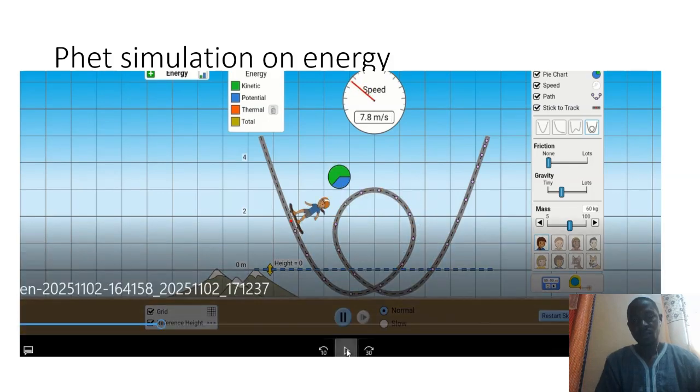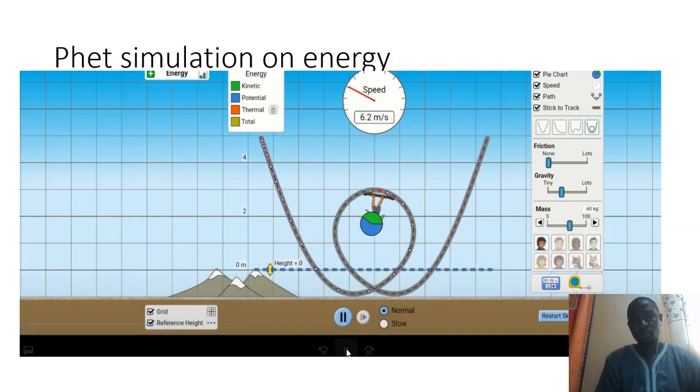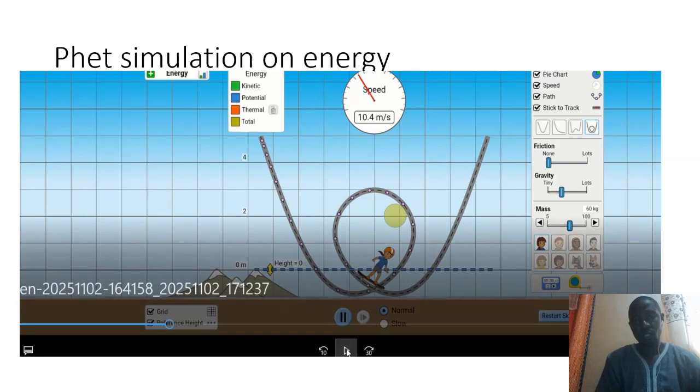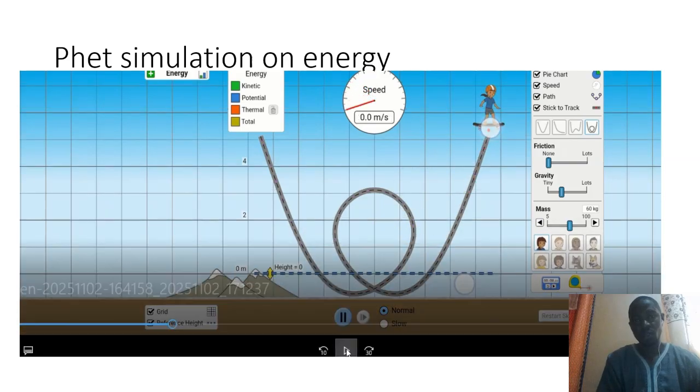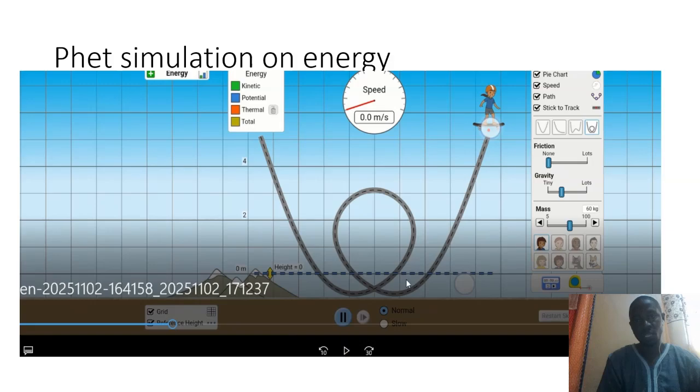Kinetic energy, potential energy at that point. Kinetic energy is maximum depending on the velocity here. Velocity is zero, potential energy is maximum. So at this point, we shall have maximum potential energy. We are having some height from the ground.